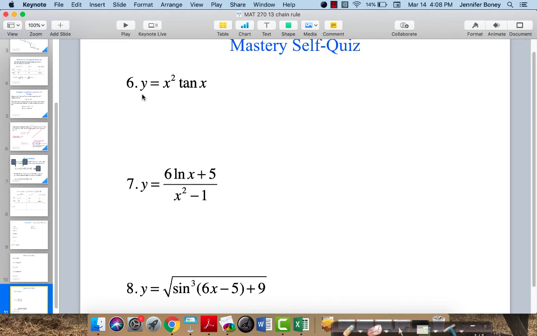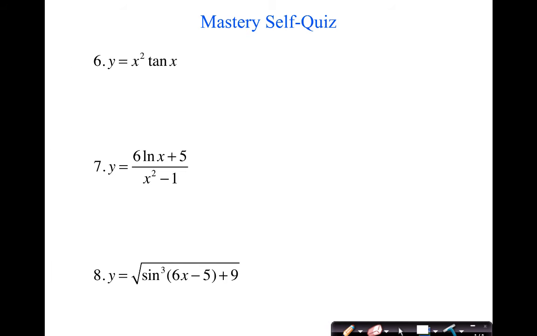The idea is look at the structure of this. This is a product. Ooh, let me just start this up. There we go. So I've got a product here, x squared times a tangent of x. So I'm going to use product rule.